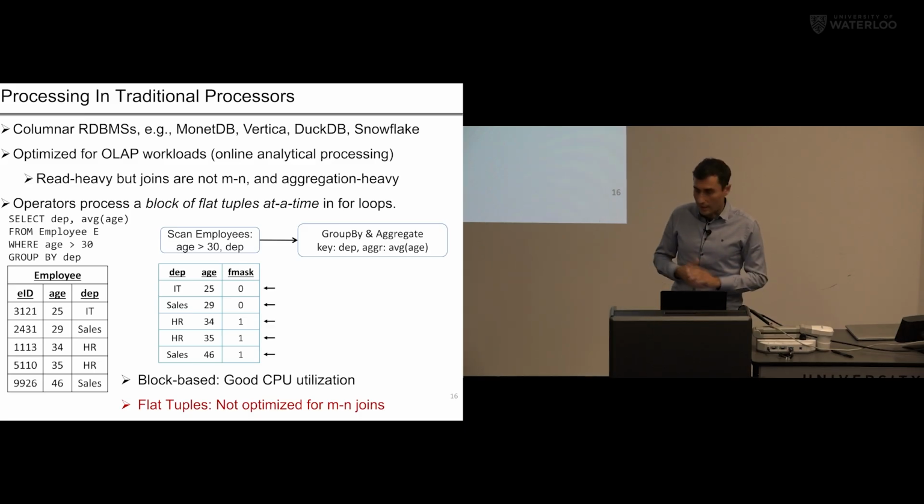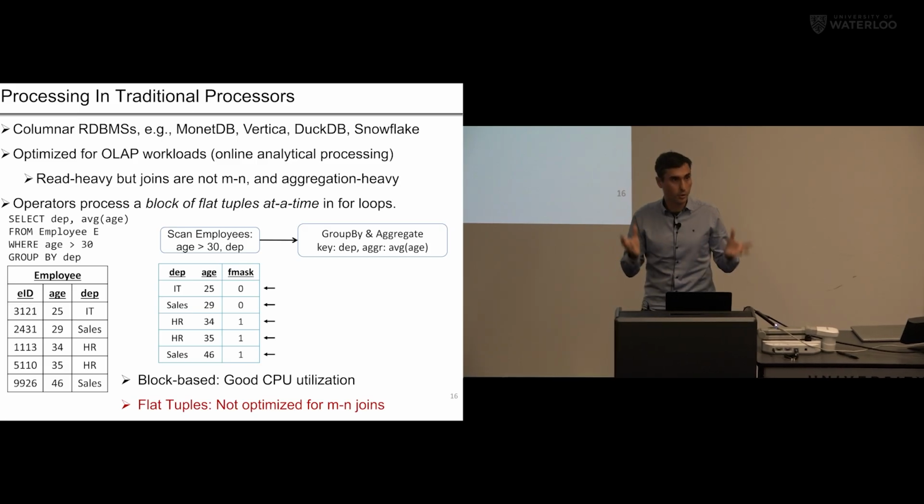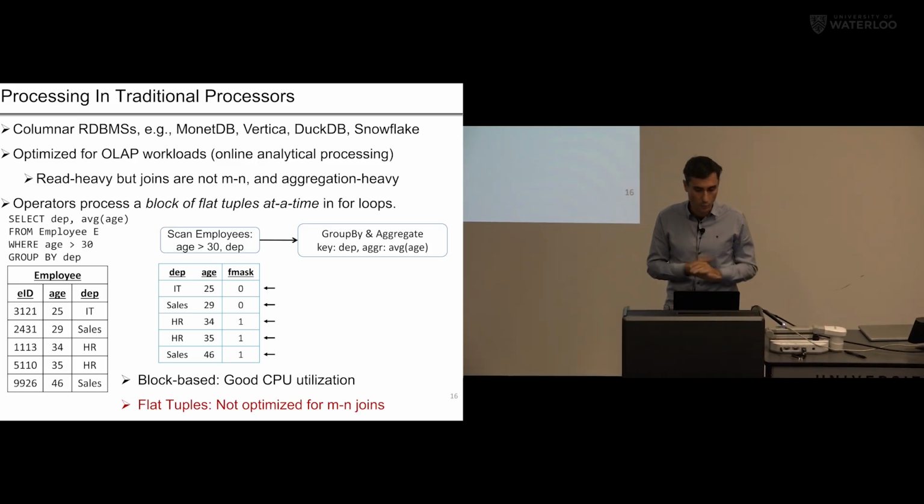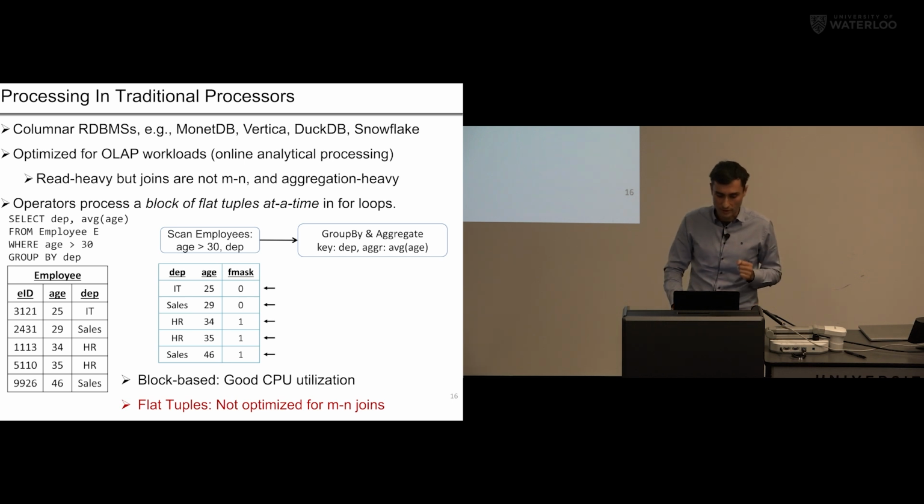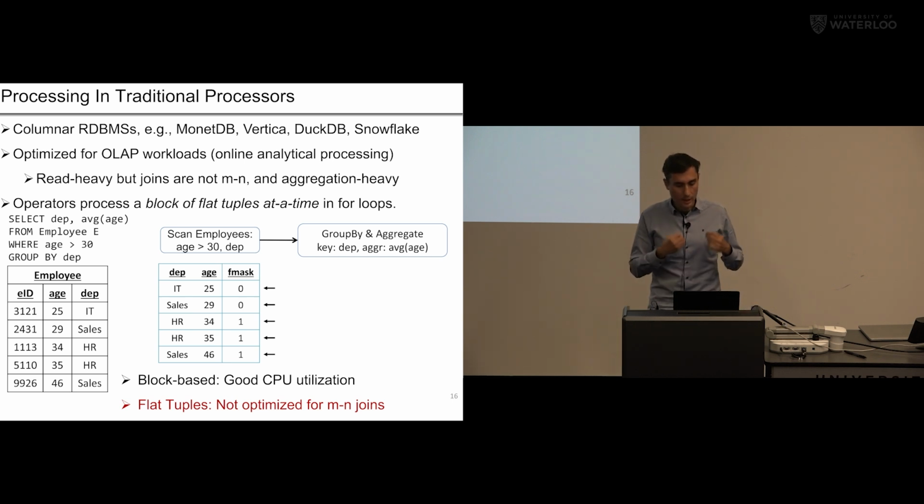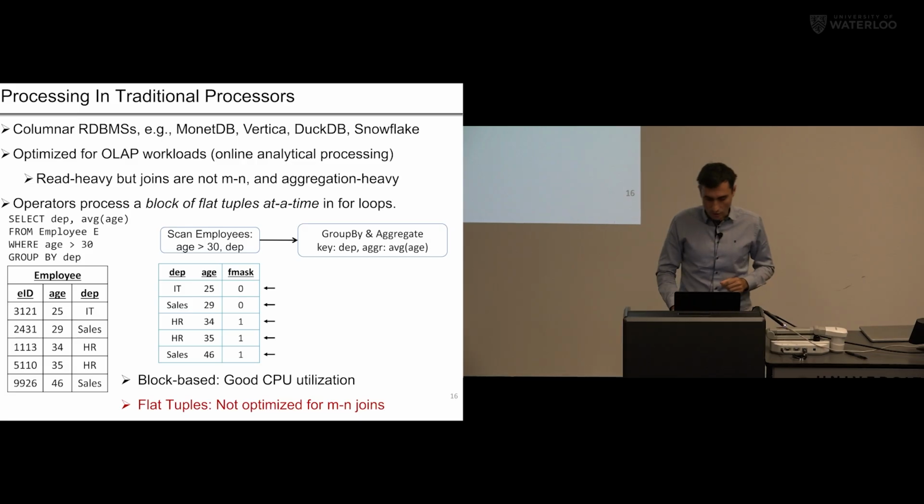So here is the state-of-the-art processing paradigm or principle in modern relational database management systems, or really any class of modern database management systems. It originated from columnar relational database management systems. The most popular ones nowadays are things like Snowflake or DuckDB. They are based on this paradigm called block-based or vector-based processing, okay?